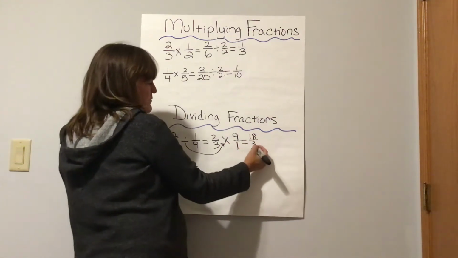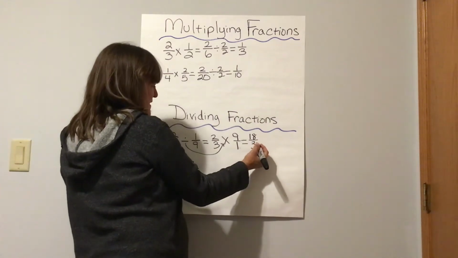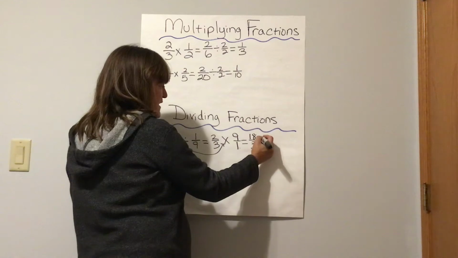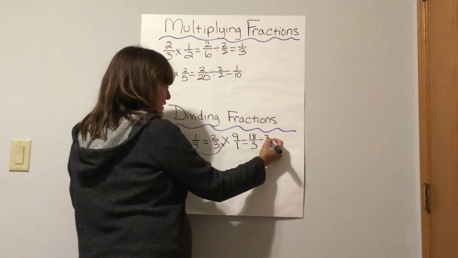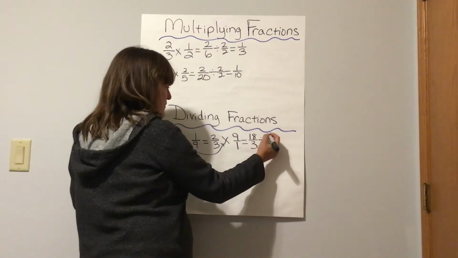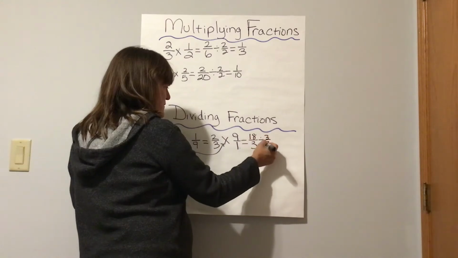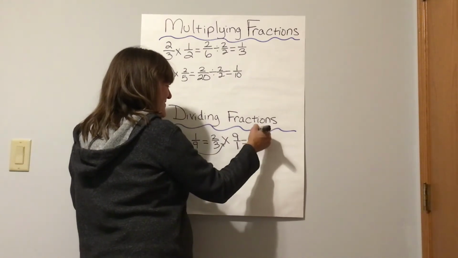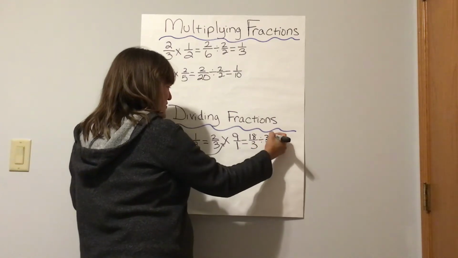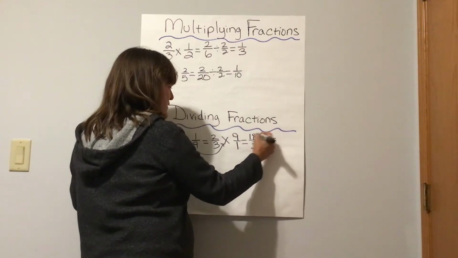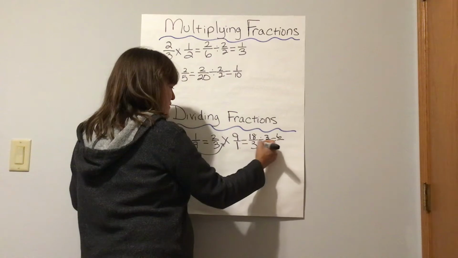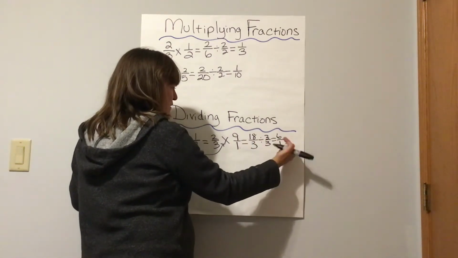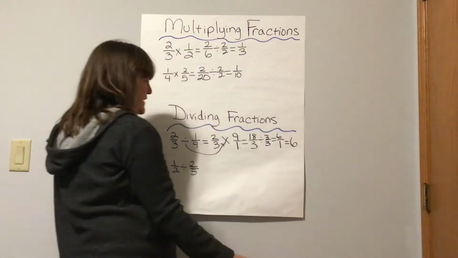And I can't leave my answer like this. And why? Because I know 3 goes into 18 6 times. So divide the denominator by 3, I need to also divide the numerator by 3. Okay, so 3 goes into 18 6 times. 3 goes into 3 one time. And any number over 1 is a whole number, and that's the answer.